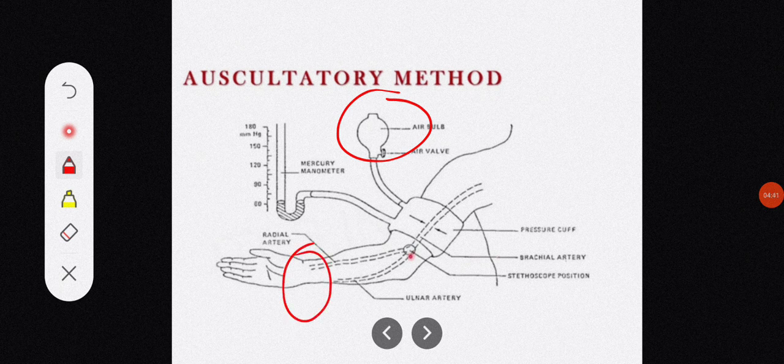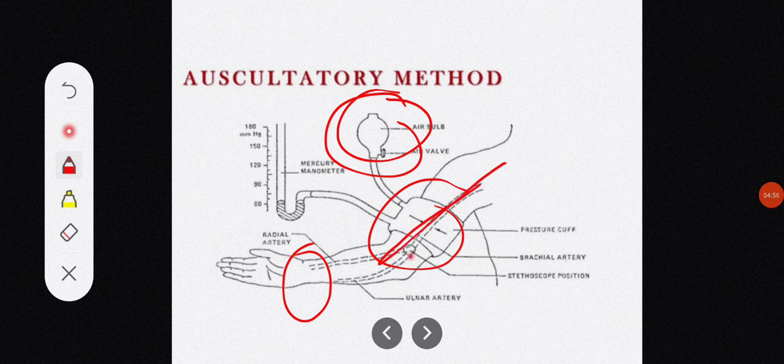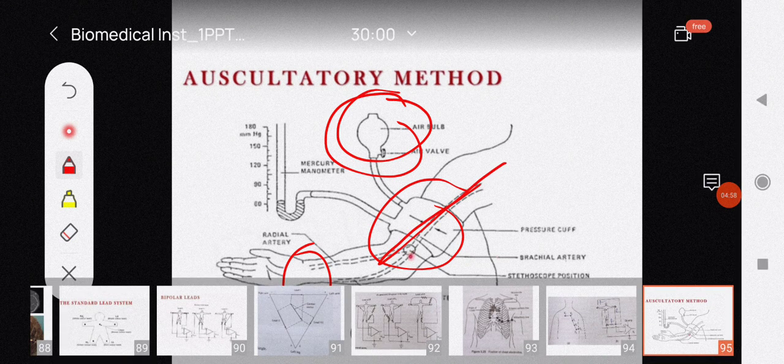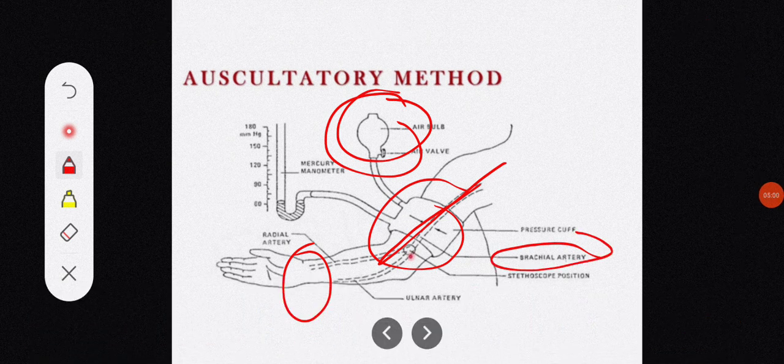What happens through this rubber valve? It is used for inflating this pressure cuff, and it inflates the pressure cuff up to the extent that no blood goes through the brachial artery. You can see here the brachial artery is also shown. No blood goes through the brachial artery, and you do not get a pulse here.